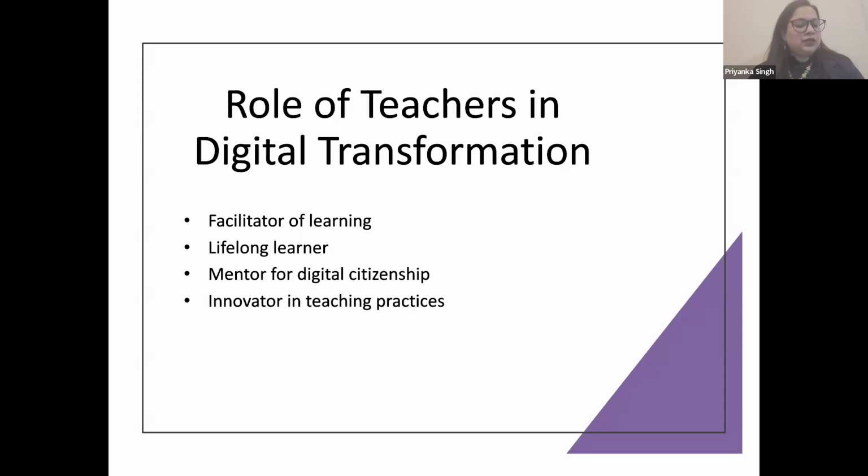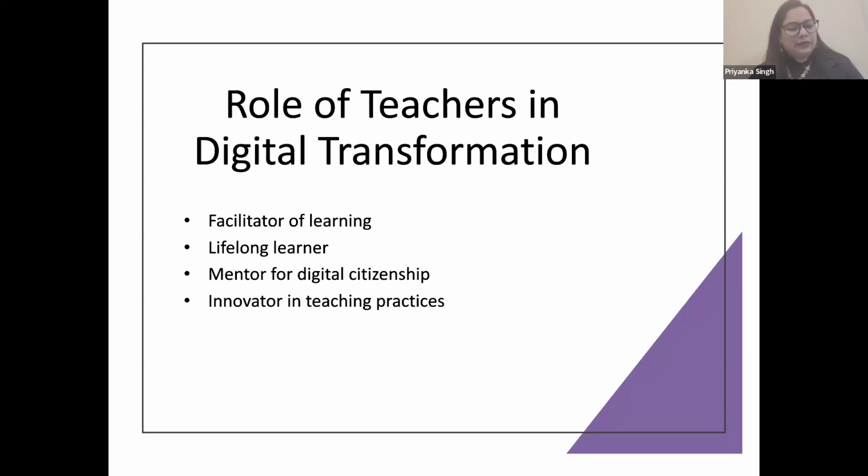So please focus your attention on the words which I have written in four different ways: facilitator, learner, mentor, and innovator. This all makes me, as a teacher, fit for digital transformation.